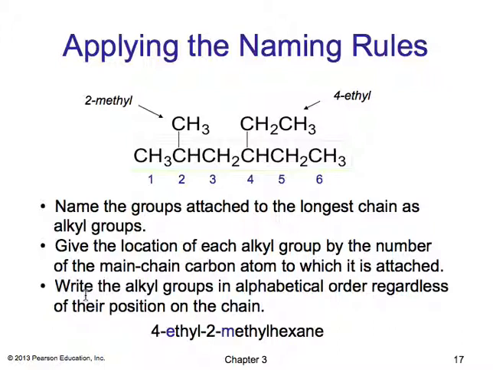And then you want to write the alkyl groups in alphabetical order, regardless of their position on the chain. So you have a methyl group at the 2 position and an ethyl group at the 4 position. So that means when you write it alphabetically, it'll become 4-ethyl-2-methylhexane.